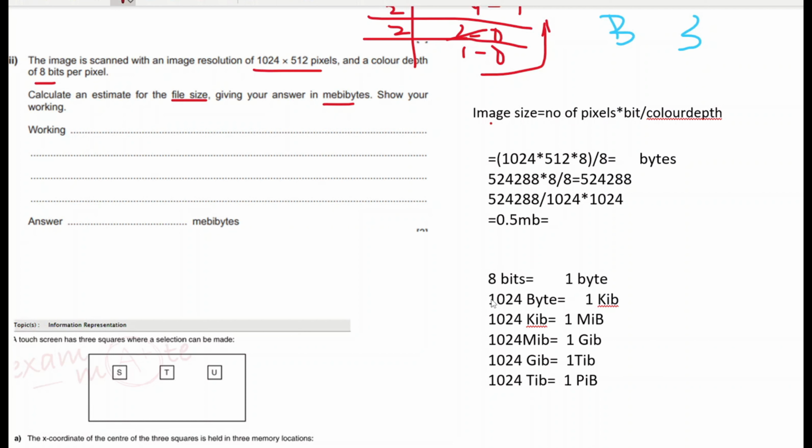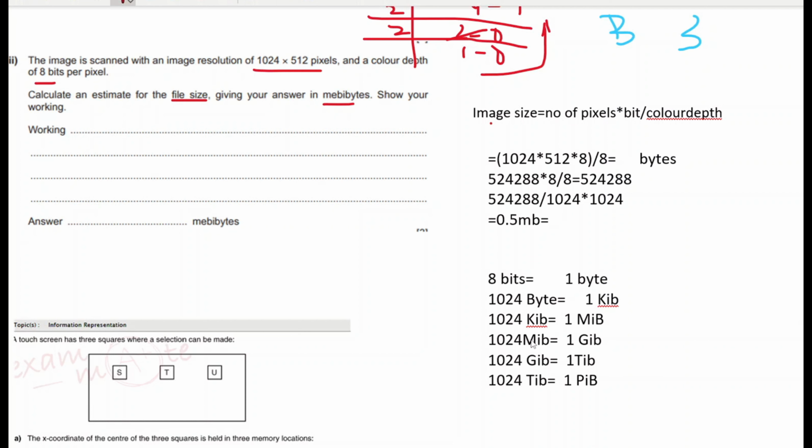If you want to move from bytes to kibibytes, if it had asked you to write down the answer in kibibytes instead of megabytes, you would just have to divide by 1024 only one time. Why? Because 1 KiB equals 1024 bytes. But they're asking you to move from KiB to megabytes.